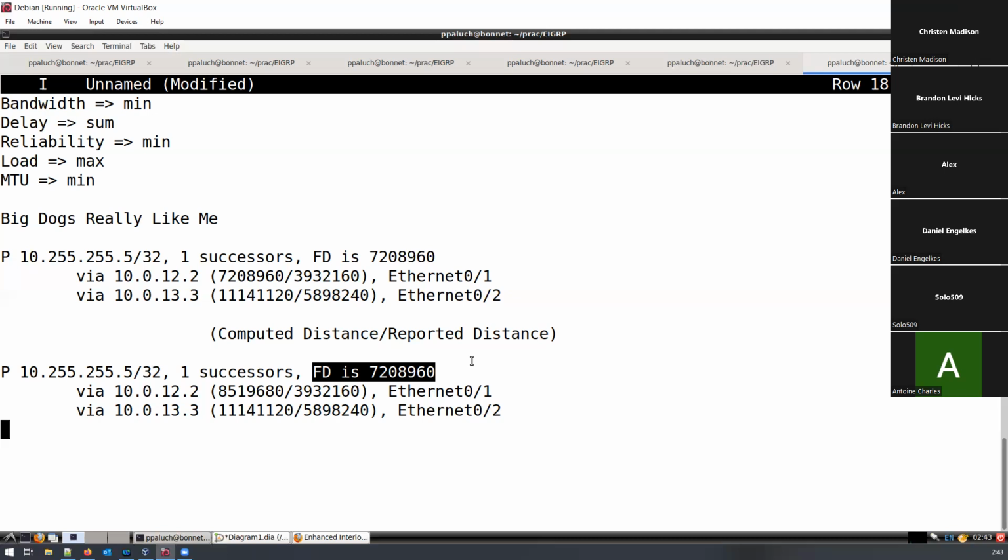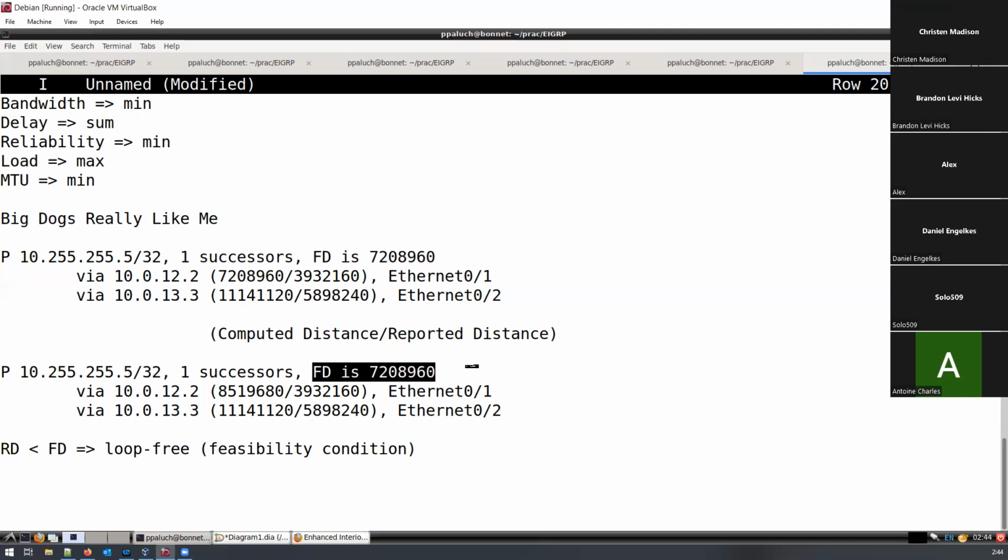And the feasibility condition takes into account the neighbor's reported distance and my own feasible distance. And you probably heard the rule before. The rule says that if the reported distance is smaller than my feasible distance, then the neighbor is loop free. And we call it the feasibility condition.